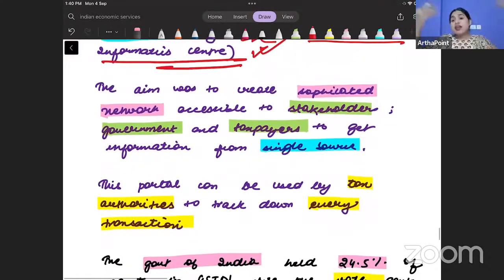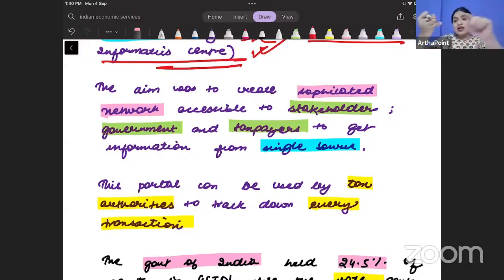Now, what is the aim? Why was it necessary to create this network? Why was a proper efficient technology needed? The aim was to have a sophisticated network which is easily accessible to the stakeholders, government and taxpayers. So the system should be very simple.